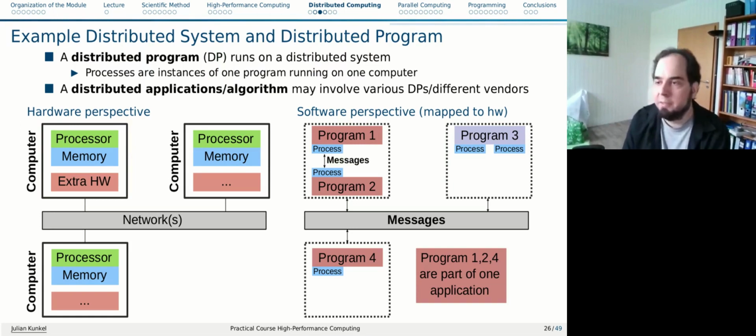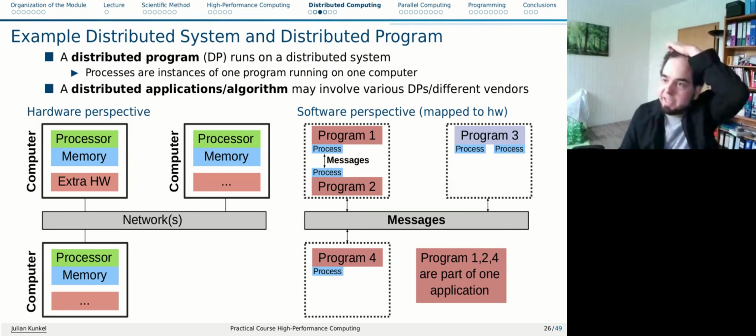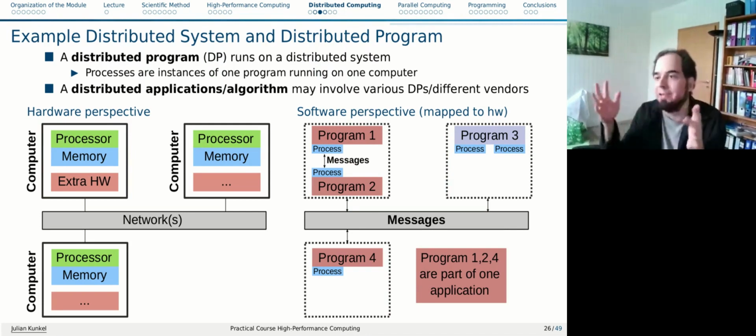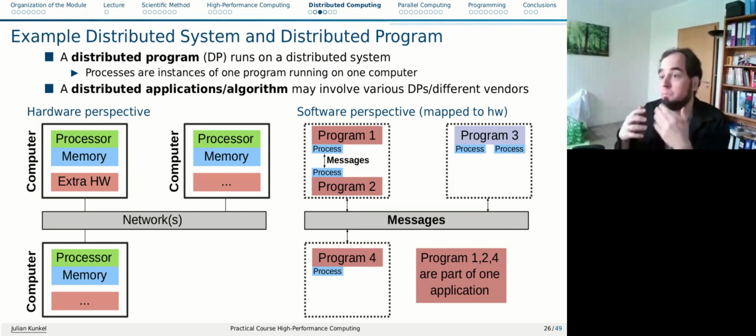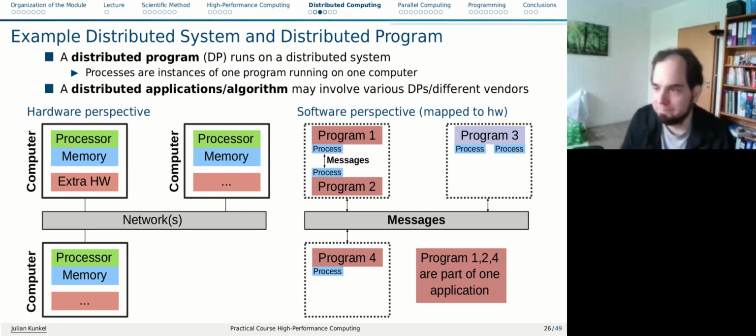Now, at the same time we have not only one application, but many applications. Here's another program from another application. And by application, I mean really this kind of goal-oriented set of programs that collaborates to achieve a certain goal.